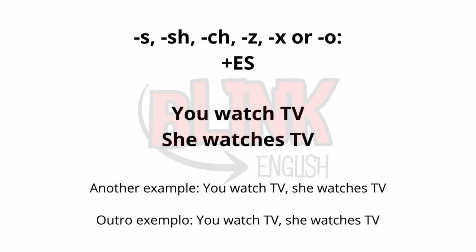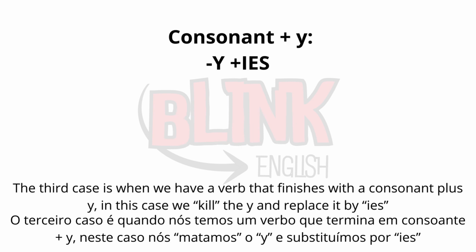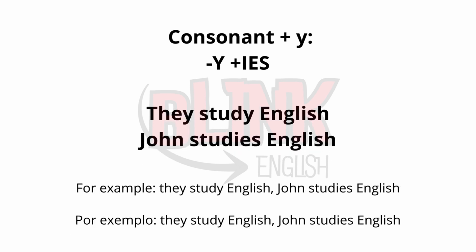Another example, you watch TV. She watches TV. The third case is when we have a verb that finishes with a consonant plus y. In this case, we kill the y and replace it by ies. For example, they study English.